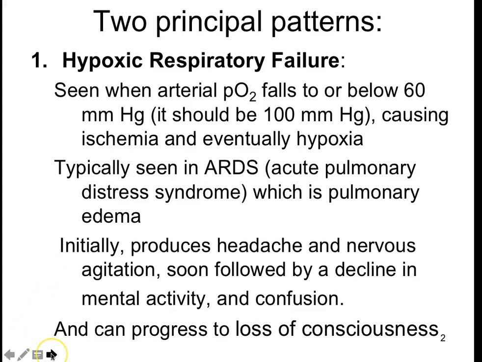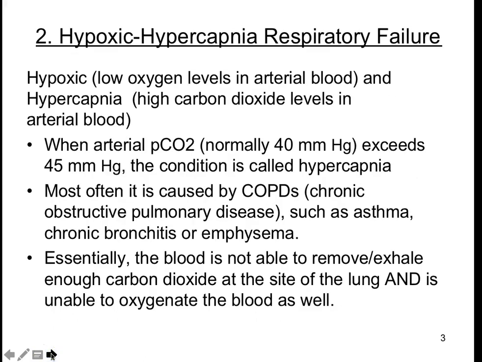So having said that, the next pattern is the more common of the two patterns, and that is hypoxic hypercapnic respiratory failure. Now, the low O2 is hypoxic, and however, a very high carbon dioxide level in arterial blood is called hypercapnia. And again, don't memorize the numbers, but there are going to be situations, especially with the COPDs, the chronic obstructive pulmonary diseases, like chronic bronchitis and emphysema.